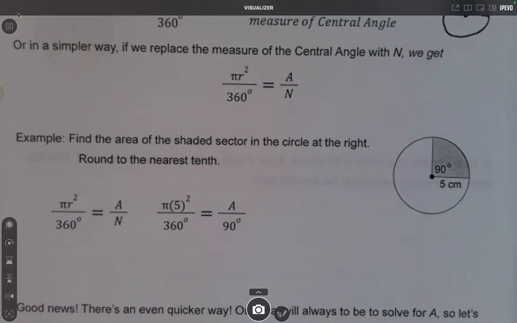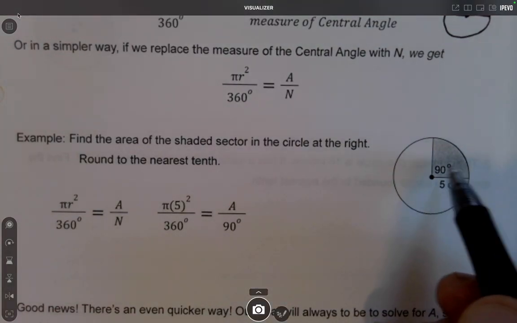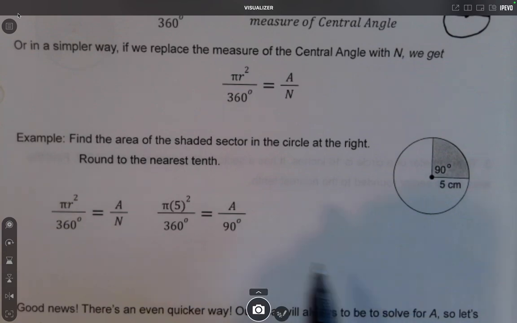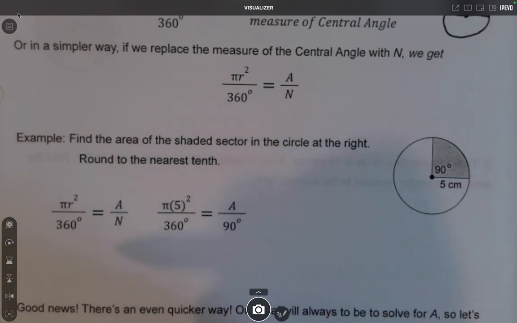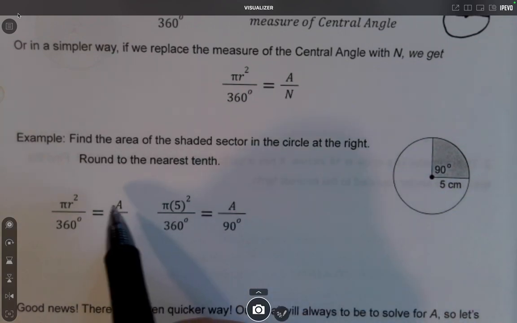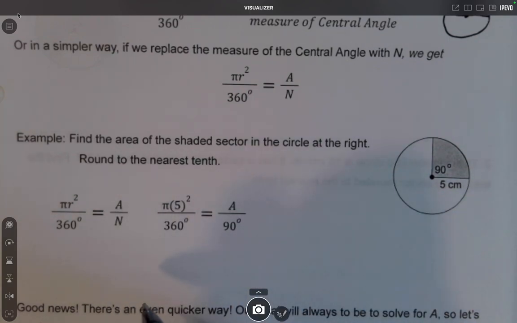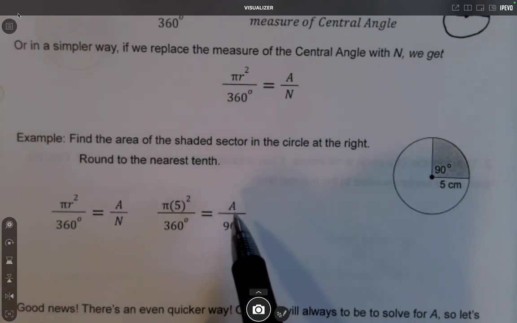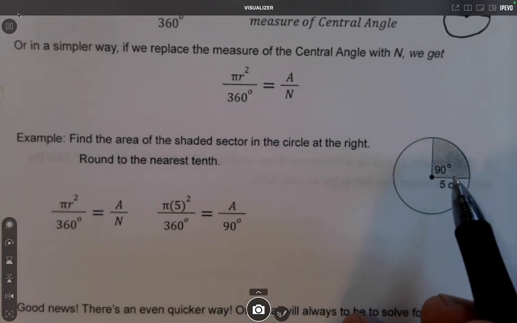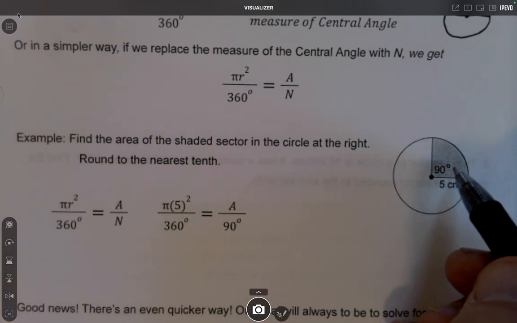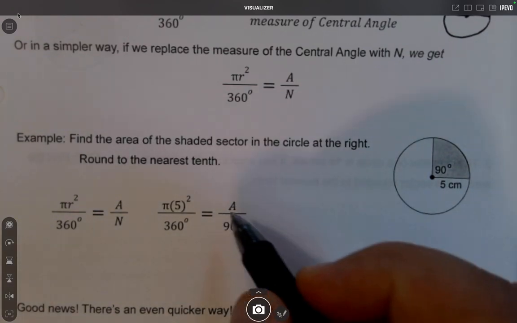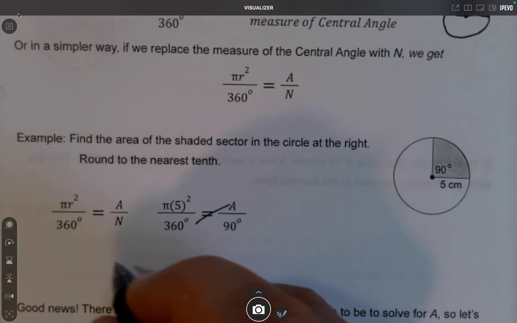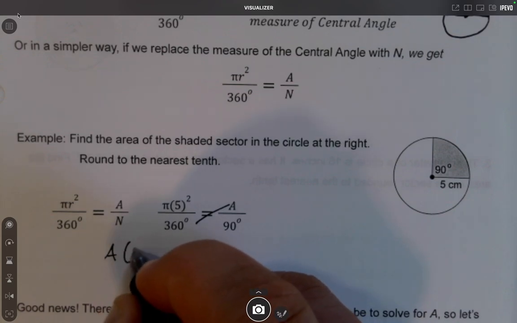So let's look at this one right here. They want us to find the area of this shaded sector. So I have, this is just a rewrite of the proportion. We plug in 5 for r. We're trying to solve for A, so we just leave it as A. And our central angle is this 90 degrees right here. So to solve a proportion, if you remember, we cross multiply. That means diagonally we multiply.